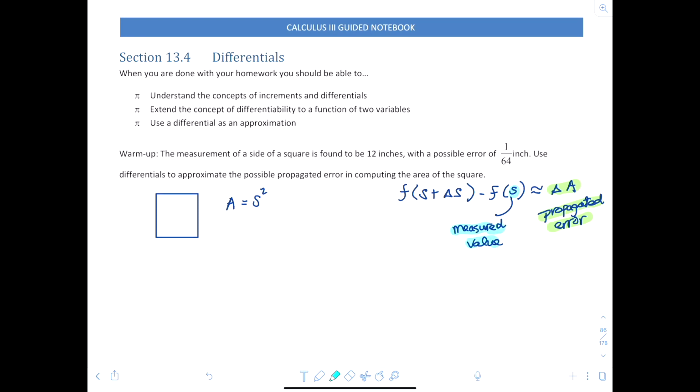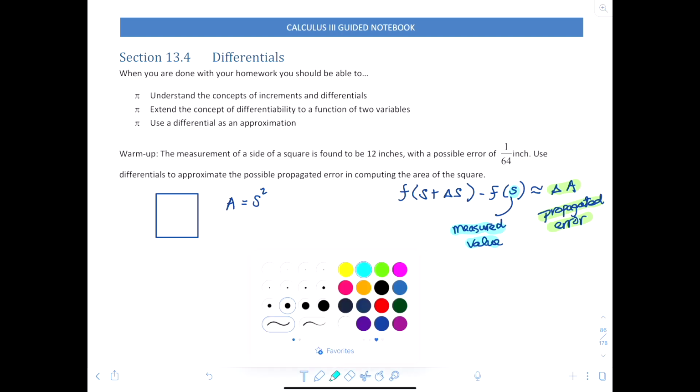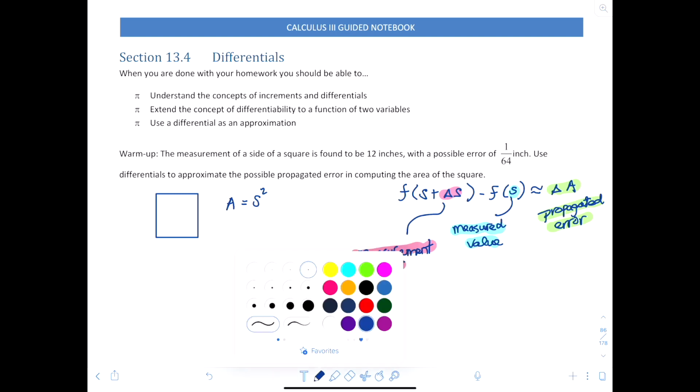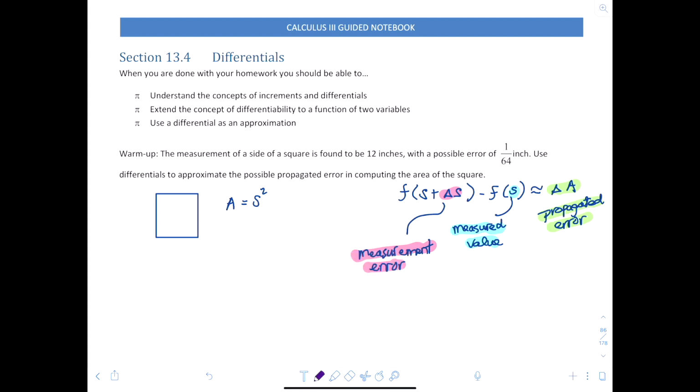And then if you take a look at delta S, what you're going to have is your measurement error. All right, so what we have for this S plus delta S is going to be the exact value, whatever that is. So of course there's going to be human error, and whatever you're using as a measurement tool will have some error. So these are all the things that are going on.